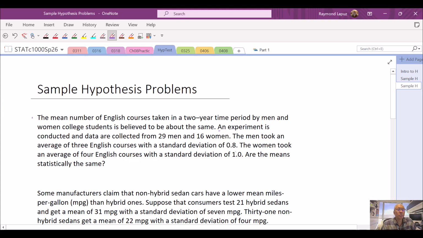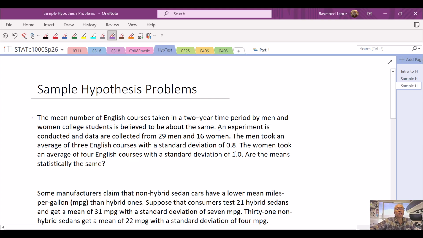Okay, in this problem, we're going to take a look at some two-sample tests. I didn't separate or mix it all up, but we'll see why it's two-sample as we read through it. The first one: the mean number of English courses taken in a 2-year time period by men and women college students is believed to be about the same. An experiment is conducted and data are collected from 29 men and 16 women.